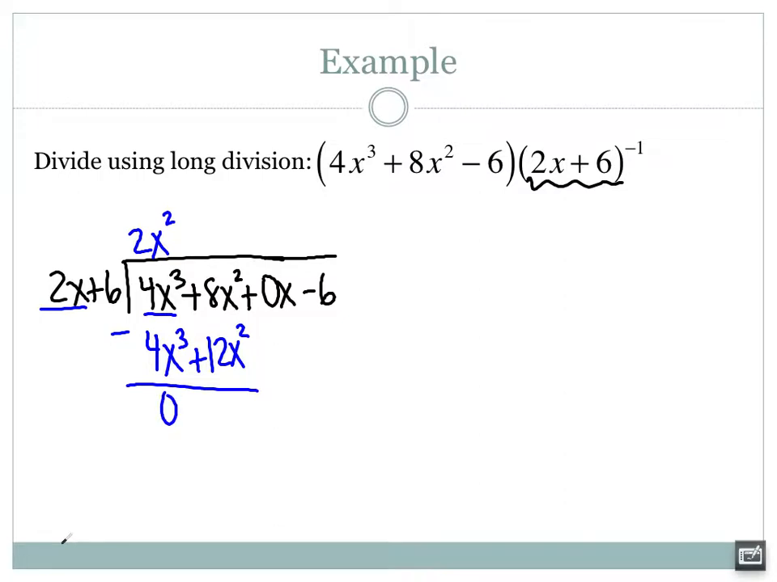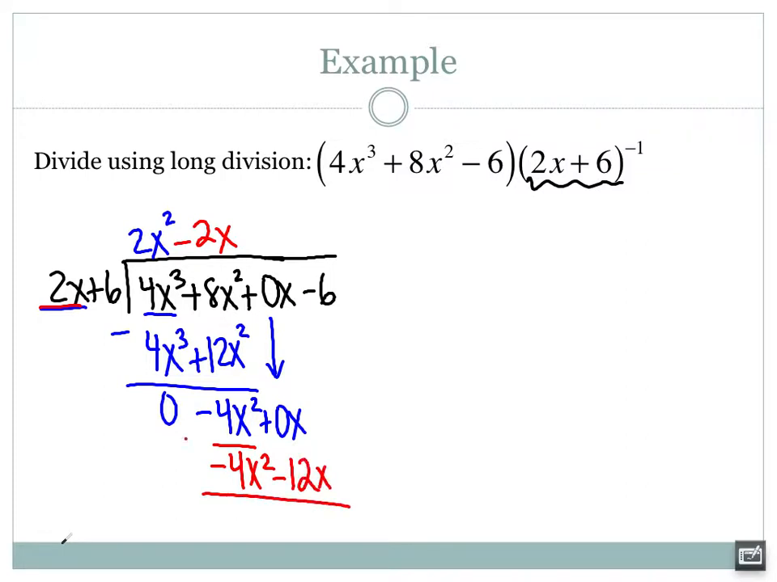Remember, I should always get 0, so that's how I know I'm on the right track. 8x squared, subtract 12x squared is negative 4x squared. And I want to bring down that 0x. Okay, now I want to do negative 4x squared divided by 2x. Negative 4 divided by 2 is negative 2. X squared divided by x is x. Now multiply. Negative 2x multiplied by 2x is negative 4x squared. Negative 2x multiplied by 6 is negative 12x.